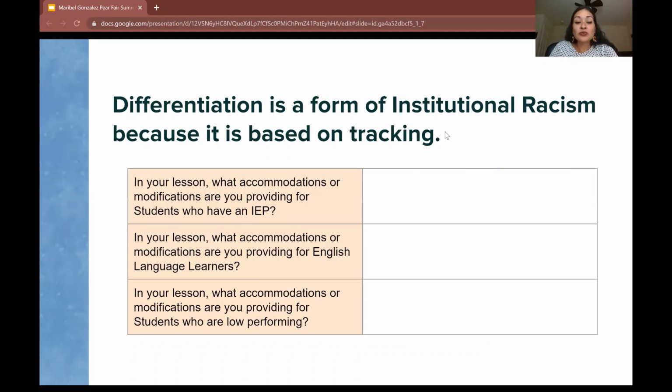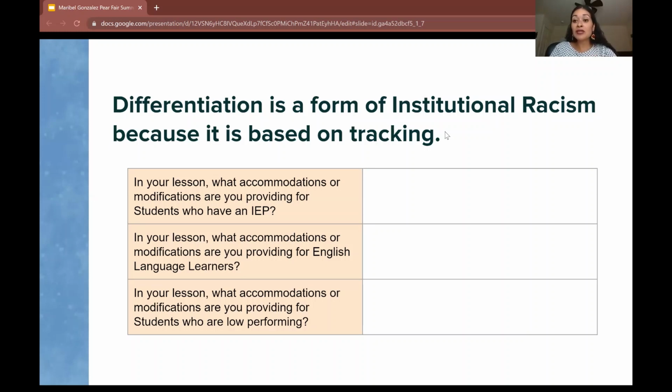Differentiation is a form of institutional racism because it is based on this tracking. And so look back to your lesson plan templates provided by your school districts. There is usually a section that asks about scaffolding. There's also a section that asks about differentiation, and it actually names students with an IEP, students who are identified as English language learner. This is systemic. It's asking you to think about how you can modify, alter your lesson in order to meet your English language learner, right? In your lesson, what accommodations or modifications are you providing for these students?